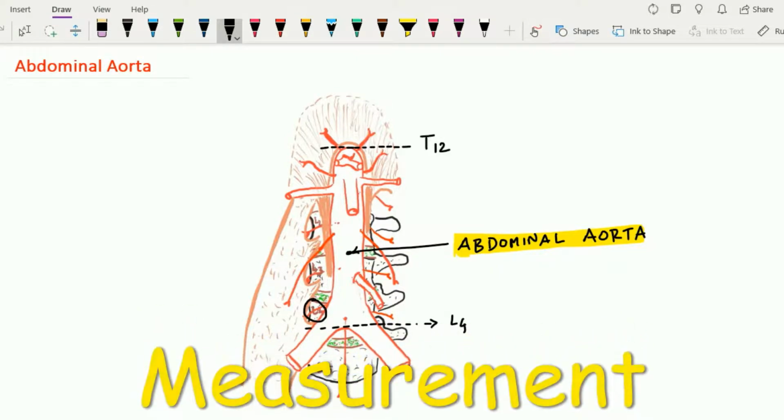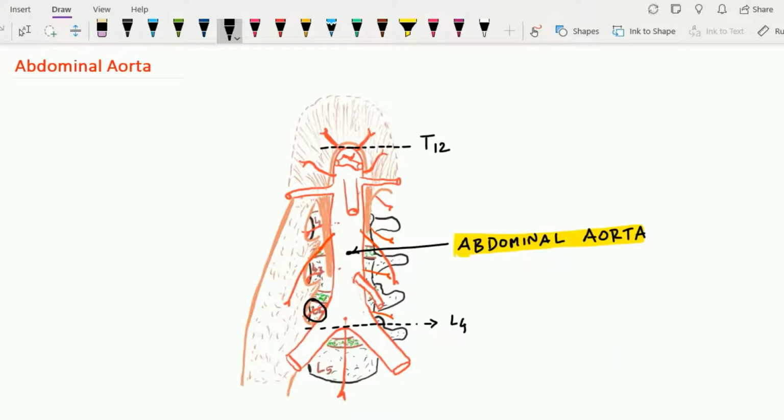When we see the measurement of the abdominal aorta, it is around 10 to 12 centimeter in length, and it is around 2 centimeter in the breadth. When we see the topography of the abdominal aorta, it is represented by two parallel lines around 2 centimeter apart. The beginning of the aorta corresponds to a point about 2.5 centimeter above the transpyloric plane.